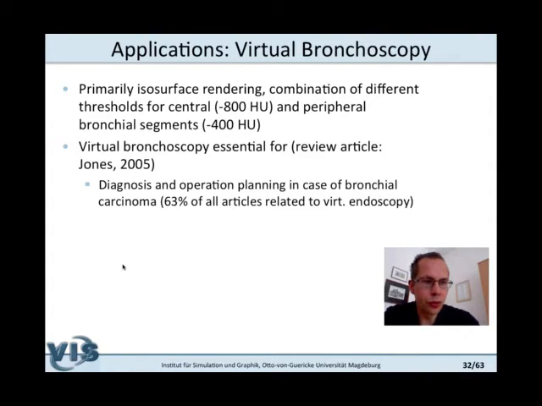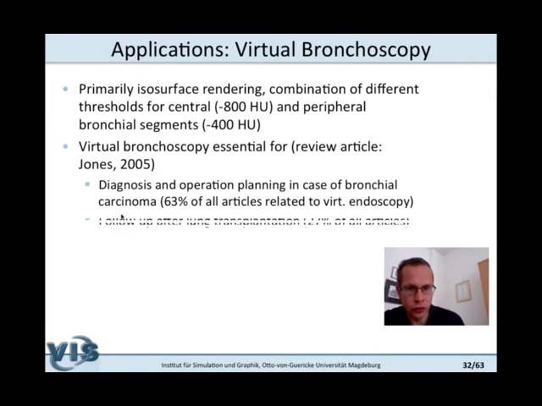But more important is for what purposes this is actually used. It's for diagnosis and operation planning in case of bronchial carcinoma, Lungenkrebs in German. And bronchial carcinoma is a frequent disease, so if something happens in this process, that's important. And from all the articles she found and discussed in her review article, 63% related to bronchial carcinoma diagnosis and treatment planning. Another important application was follow-up after lung transplantation.